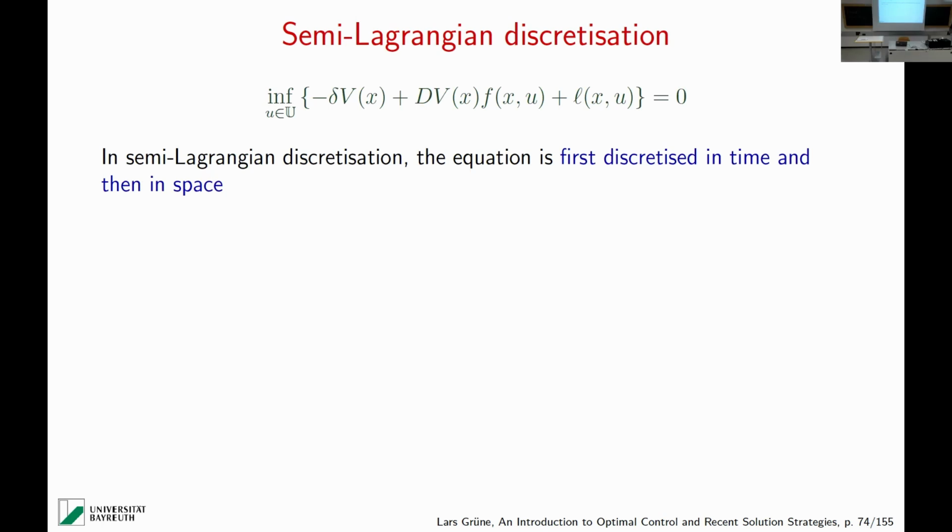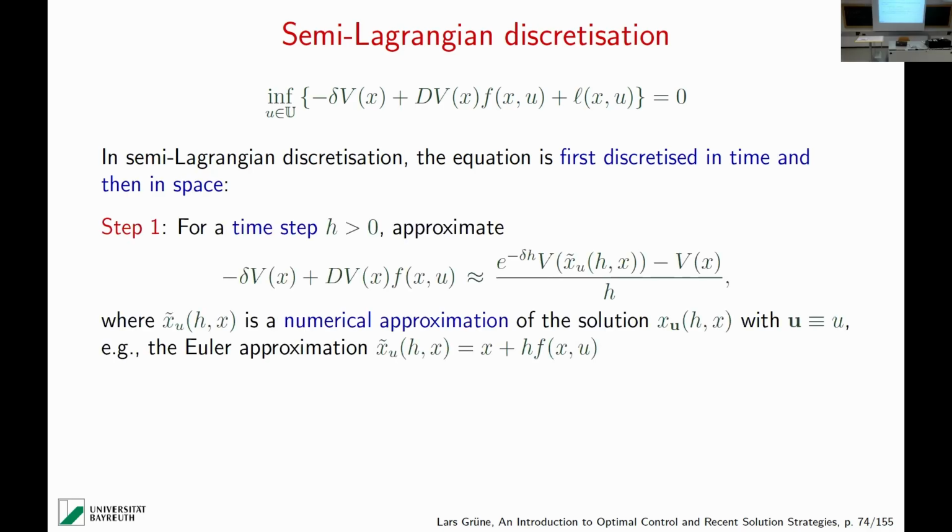But implicitly, there is some time, right? Because this expression that we have here, dV times f, can be seen as a directional derivative, and it's a directional derivative along a solution. So you can approximate this by a difference quotient. And this is precisely what's happening here. So we approximate this term, and due to the chain rule, we also have to incorporate that. We can approximate this by this difference quotient, where this x tilde u is a numerical approximation of the true solution.